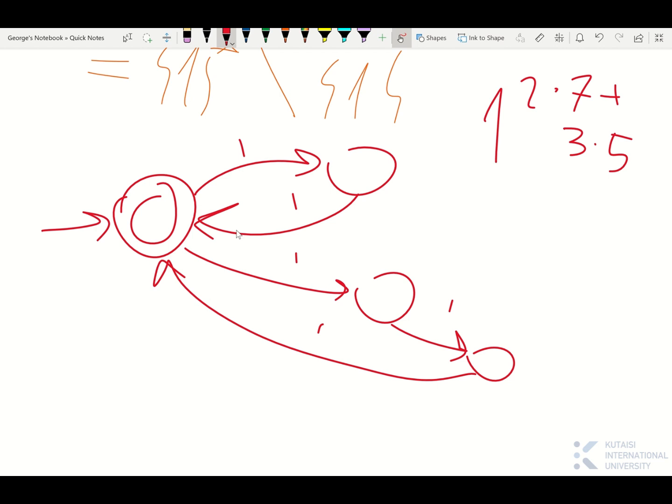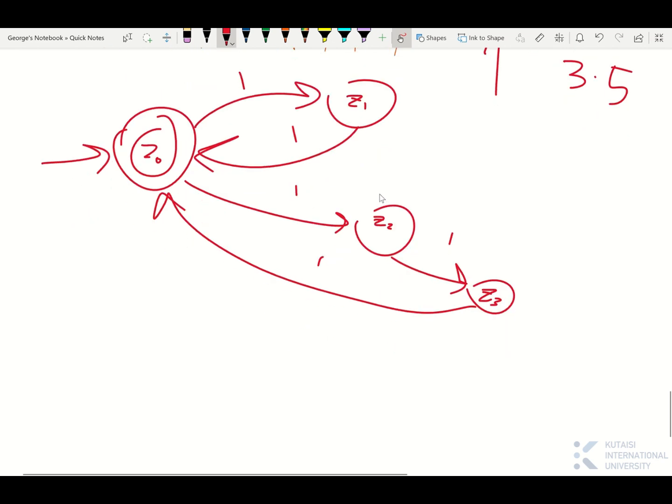So let's call this one Z0. Let's call this one Z1. Let's call this one Z2. And let's call this one Z3. And now I'm going to build a DFA for you.